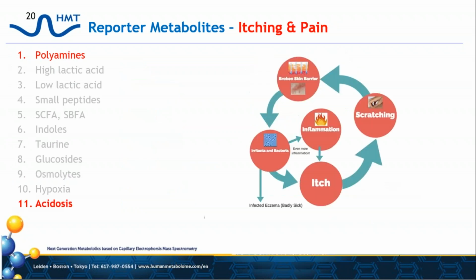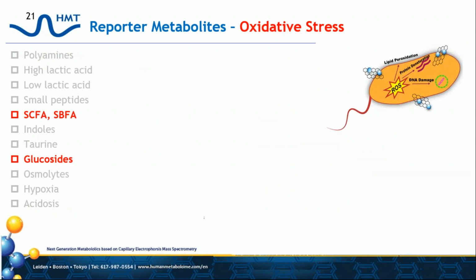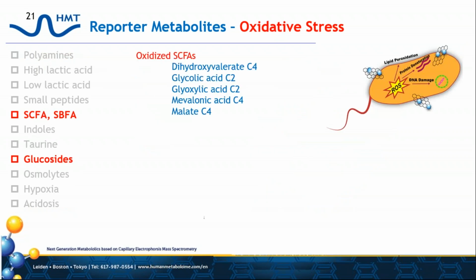Pain and itching are also associated with polyamines, both charged polyamines and charged acids, as well as polyols, urea, uric acid, amines, diethylene glycol, and serotonin. Oxidative stress is another large family, with a host of molecules associated with it.